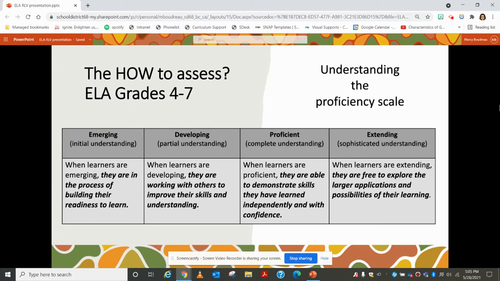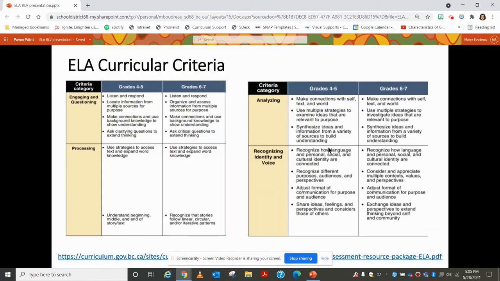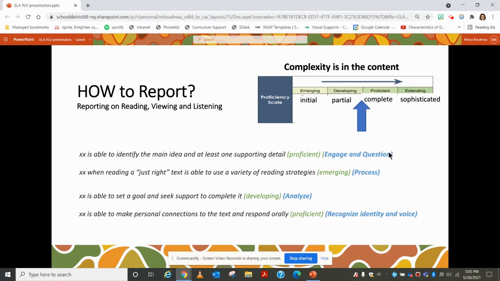It's important for us to understand the scale, and if you're not familiar with it, there's more information on NLPS Learns. The scale itself shows how there's an initial understanding to partial to complete to sophisticated. This is the criteria of critical skills shared on the ministry website. I've clipped grades 4 to 7 for you to see the 4 critical areas and some language that could be used to report. How do we report?